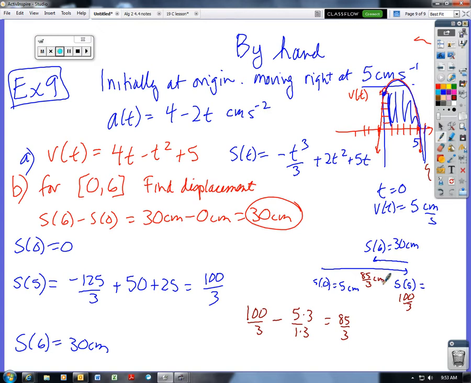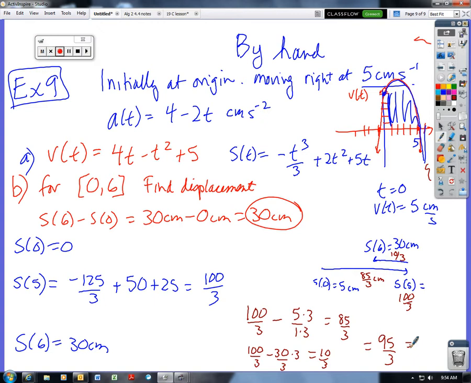And then from 5 to 6, it goes 100 thirds minus 30. The change, that's the displacement from 5 to 6. Common denominator. 100 minus 90 is 10. So it's traveling 10 thirds of a centimeter there. So if we want the total, we have to add these up. 85 thirds plus 10 thirds is 95 thirds.